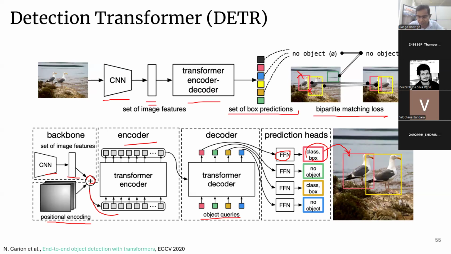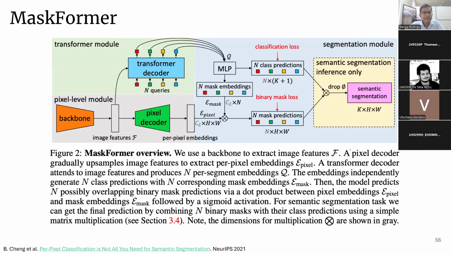Then you have to compute the loss. You have to use this Hungarian algorithm and compute the loss. So this is the MaskFormer. Actually, I'm not ready to describe this MaskFormer. So if someone is interested, I will go through it and explain.